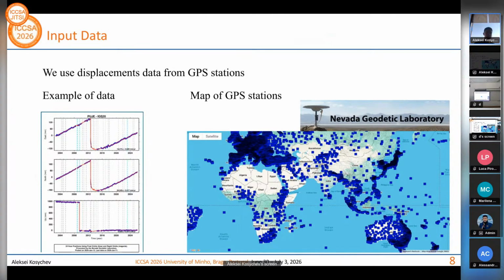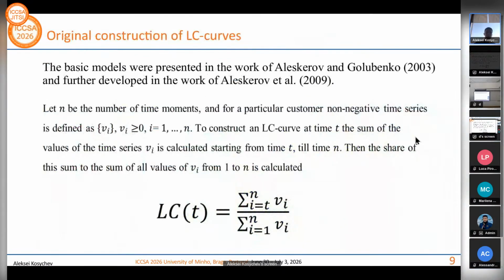And on the right part of the slide, we can see the map of GPS stations. On this slide, we presented the original construction of the life cycle curves method, which was originally implemented by Aleskerov and Golubenko and further developed in the work of Aleskerov in 2009. To calculate the life cycle curve at an exact moment t, from the top, we need to take the sum from the point t to the end of the time series, and from the bottom, we need to take the sum from the very first point to the last one.